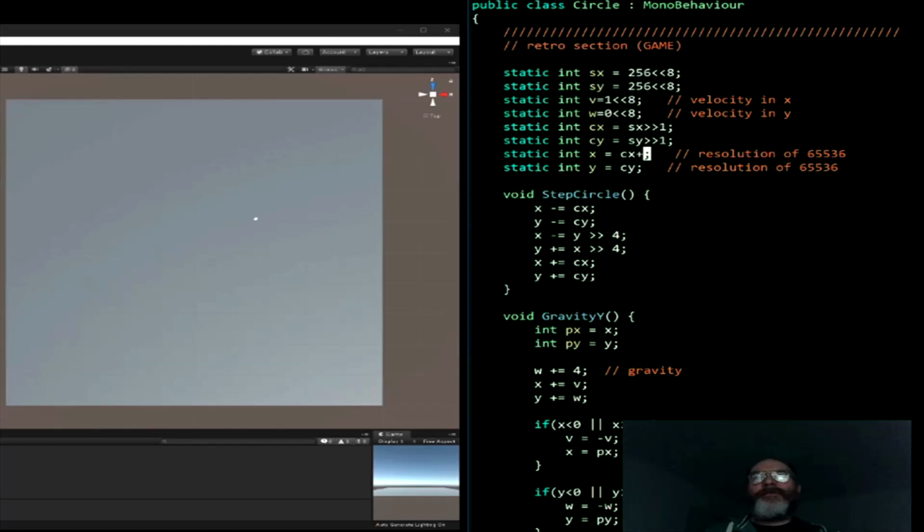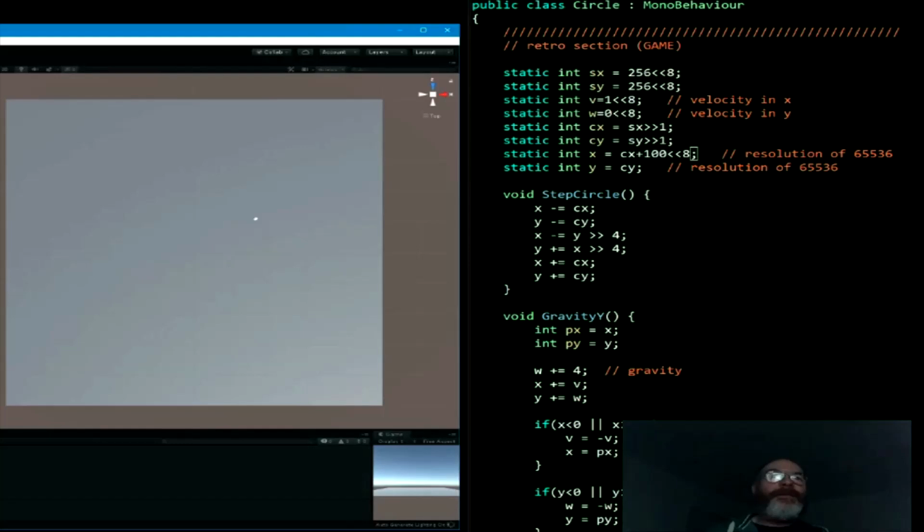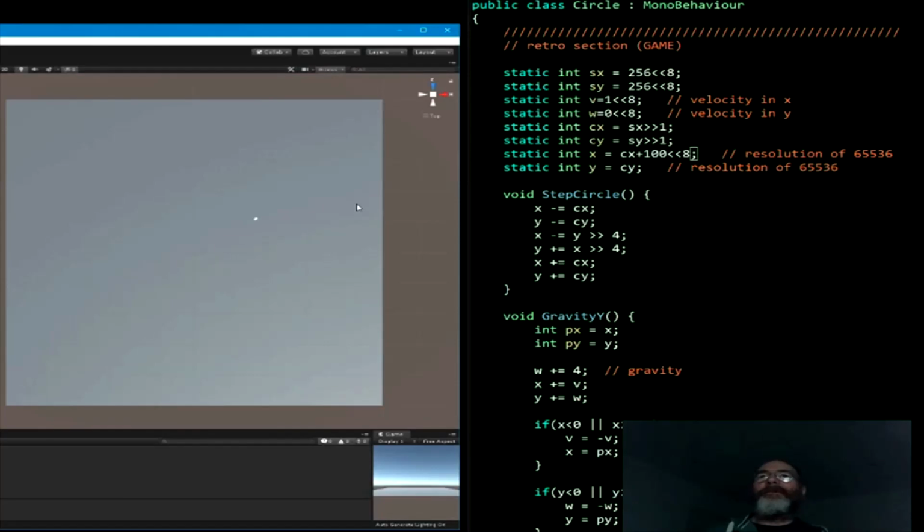And I've still got the thing in the center of the screen. So what I'm going to do is put it off to one side. So this is going to be, oh, I don't know, let's say 100 pixels. I have to sort of rotate by 8. There we go. So it's going to be 100 pixels to one side. Hopefully, what you should have now is a rotating circle. No, that's a failure.